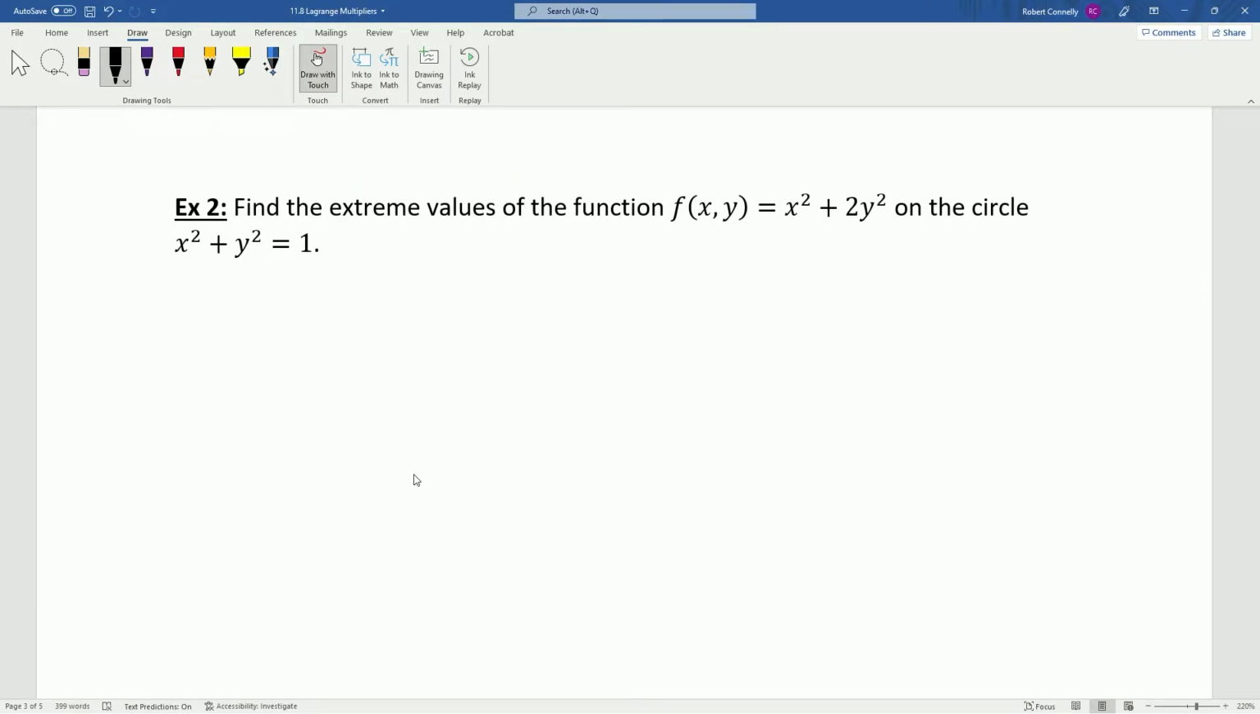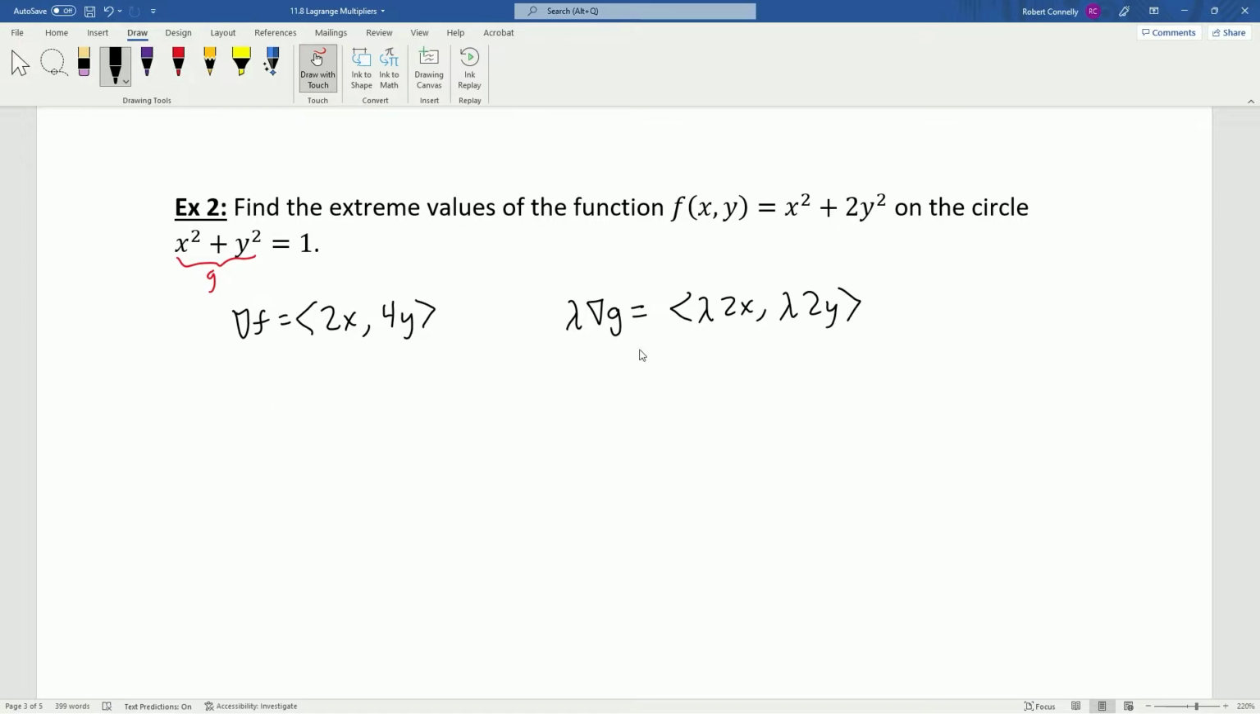So example 2 here, find the extreme values of the function f of x, y equals x squared plus 2y squared on the circle x squared plus y squared equals 1. Okay, so just keep in mind this means that g is the function x squared plus y squared. So we need our gradient of f, which is going to be 2x and 4y. So the derivative with respect to x and the derivative with respect to y. And then lambda times the gradient of g is going to be lambda 2x and lambda 2y.